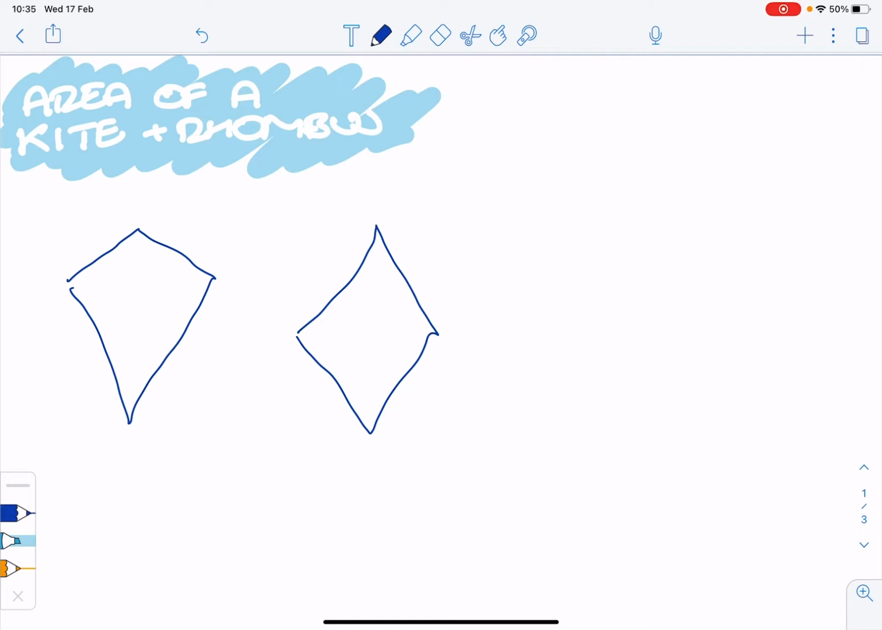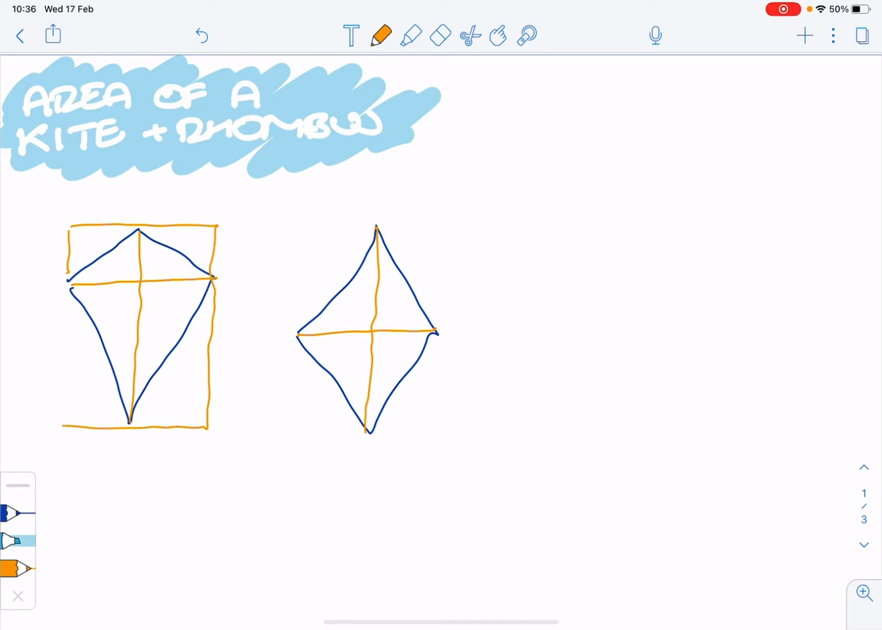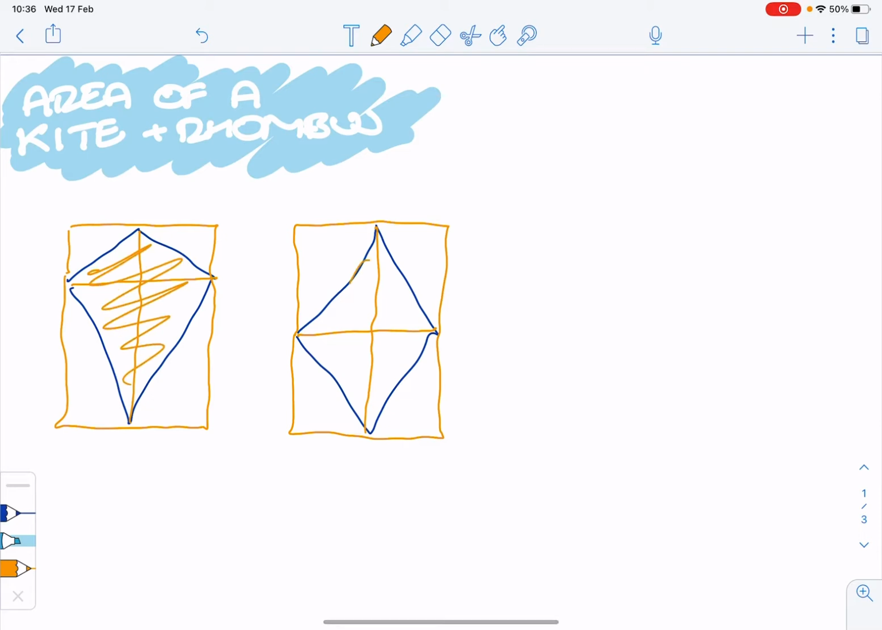And there's a couple of ways of doing it. You can do it like a composite shape, and you can actually split it up, okay? You can split it up into 2 triangles, like so, and like so. You can split it up into 4 triangles, like so, and like so. Or what a lot of people like to do is actually draw a rectangle all the way around, okay? And note that similar to when we're doing a triangle, the actual area of the kite or the rhombus inside will be half that of the surrounding rectangle, okay?